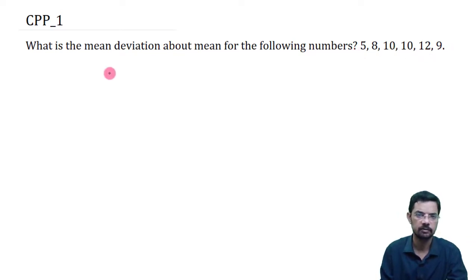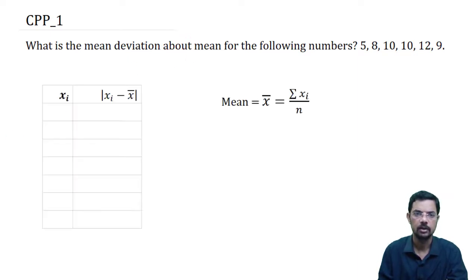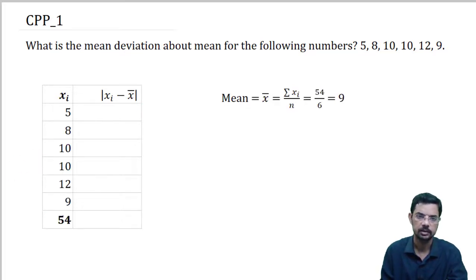First, we prepare the table and the corresponding deviations about the mean. We need to find it about the mean, so let us prepare the table here. First we write down all the observations, that is 5, 8, 10, 10, 12, 9. Then we find the mean of the observations. To find the mean, we need to add the observations. When we add the observations, we get 54.